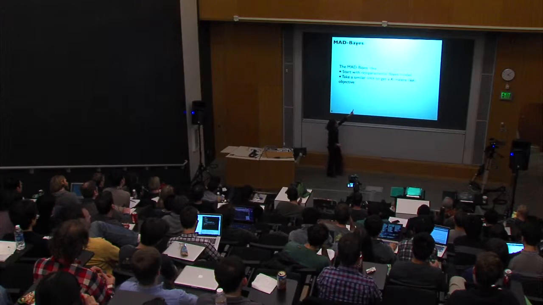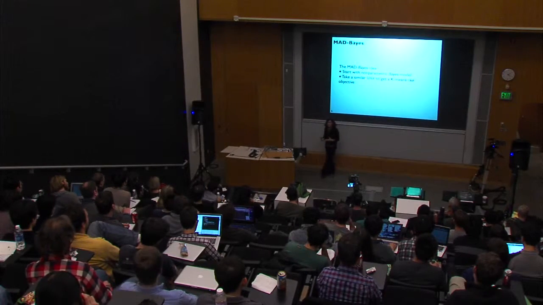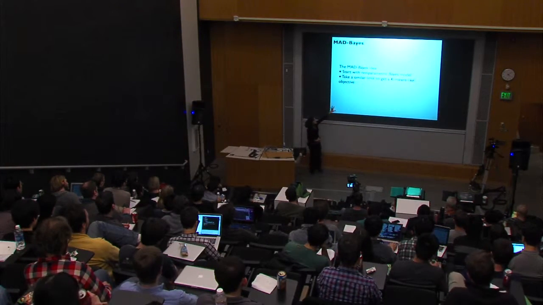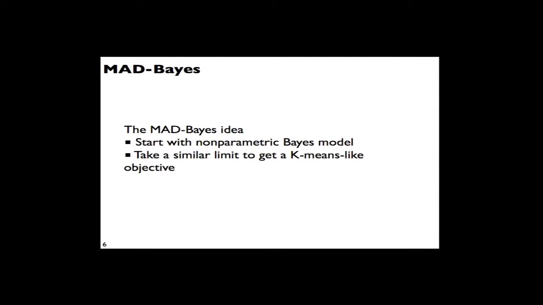OK, and so the idea of MAD Bayes is going to be a step away from any particular algorithm and look at models, which will hopefully be more robust in some sense. So we'll look at non-parametric Bayesian models, take a similar limit to the one I just described, and get K-means-like objective functions. Let me talk about what I mean by these three key terms, starting with K-means-like objective.